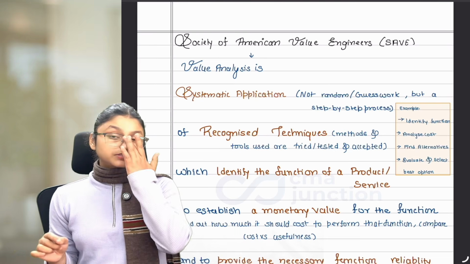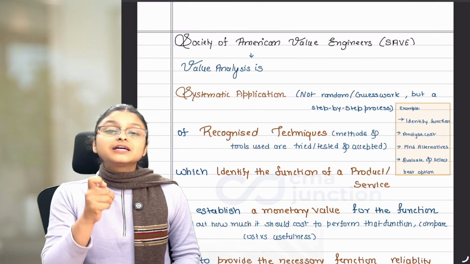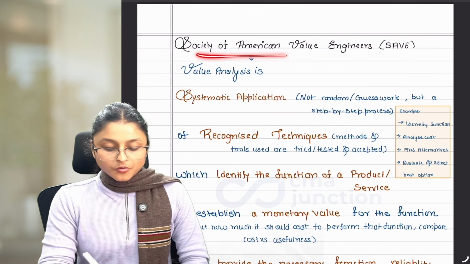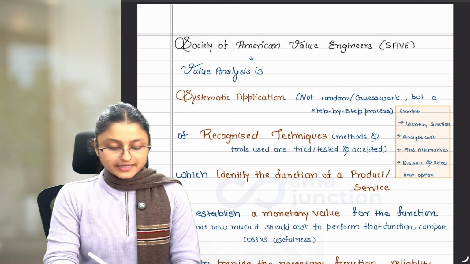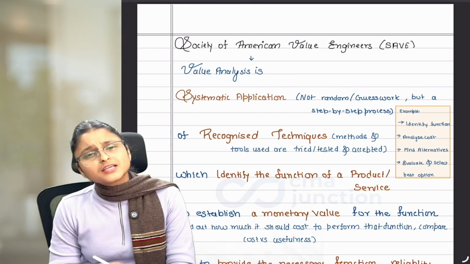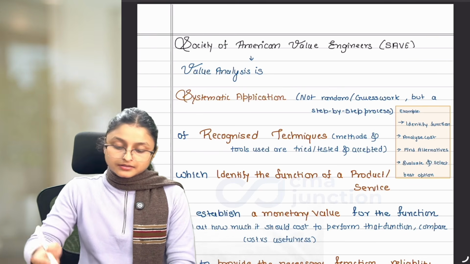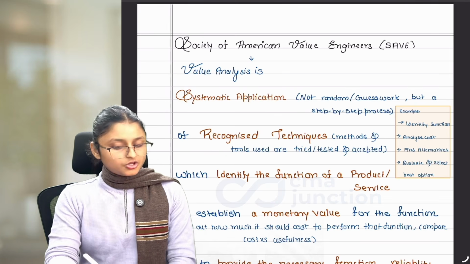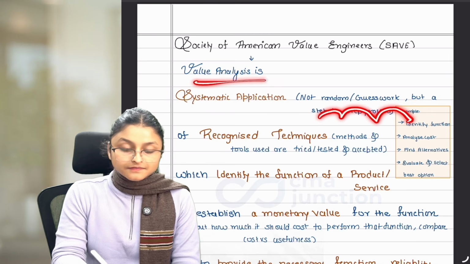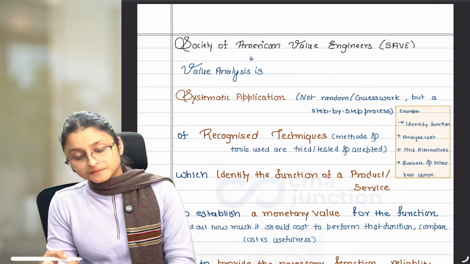Done. Next comes another definition for value analysis, which is given by the Society of American Value Engineers, whom we can call SAVE. Now what have they said? They said that value analysis is a systematic application. Now what is systematic application? When you apply something on a step-by-step basis, that is known as systematic application. No random, no guesswork is there. Step-by-step process is there in value analysis. Done. So value analysis is a systematic application of what?